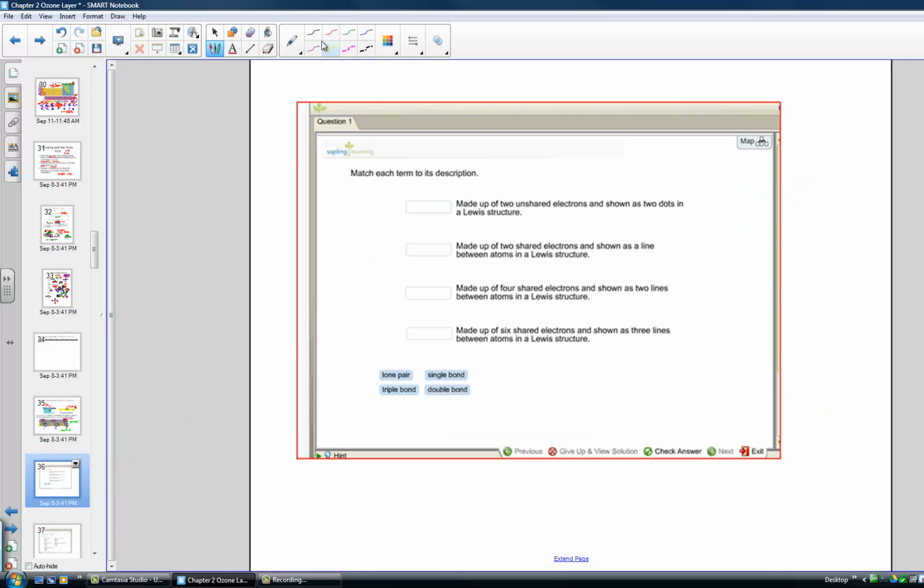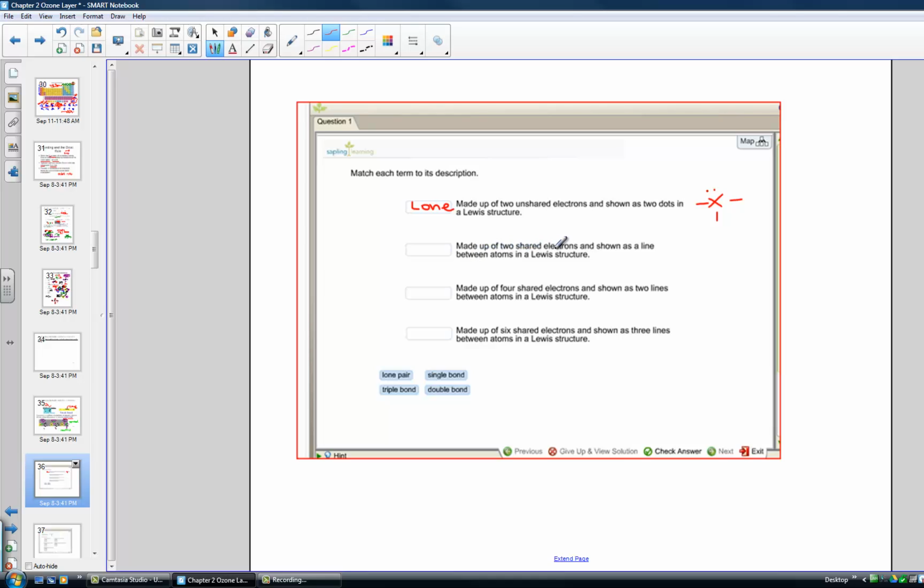So let's take a look at some homework questions, see if we can process together some of our answers. Match each term to its description. Well, the terms are lone pair, single bond, triple bond, double bond. Let's see if we can match the definitions. Made up of 2 unshared electrons. They're shown as 2 dots in a Lewis structure. 2 unshared electrons, we know that to be called a lone pair.